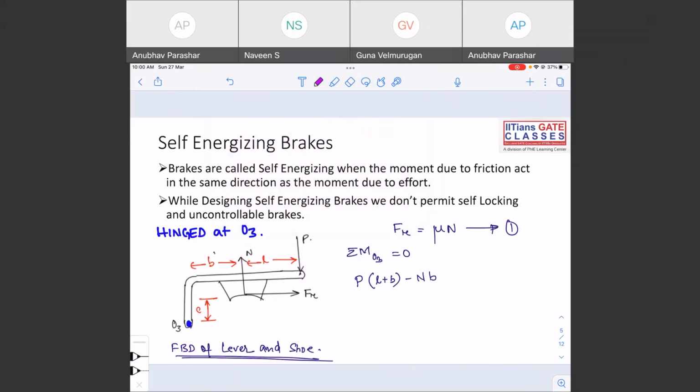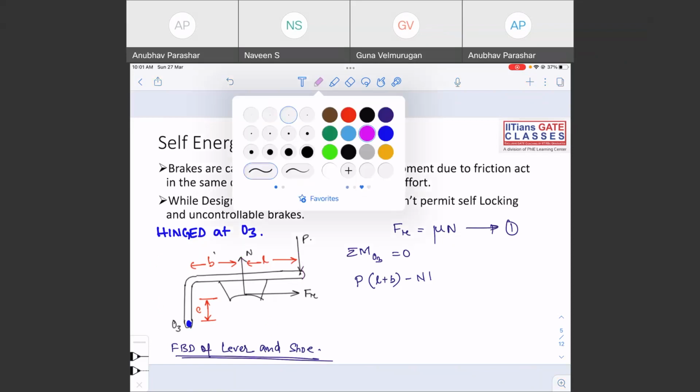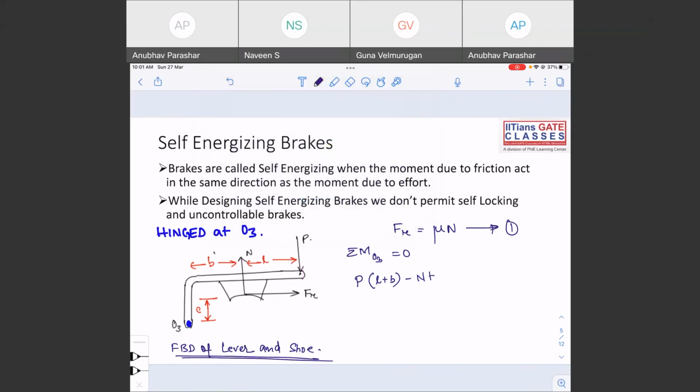Can you tell me what kind of movement friction is causing? Tell me, guys, what kind of movement is friction causing? Is it clockwise or anti-clockwise? It is clockwise, right? About this point, you can clearly see it is a clockwise movement.